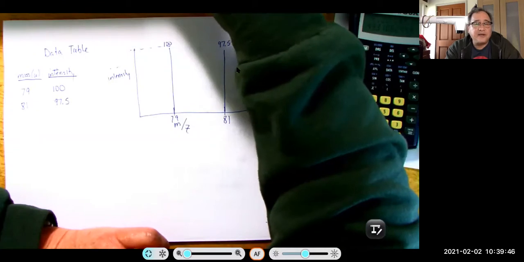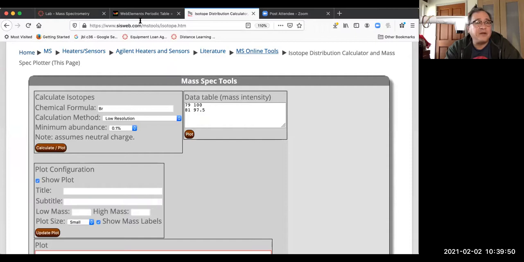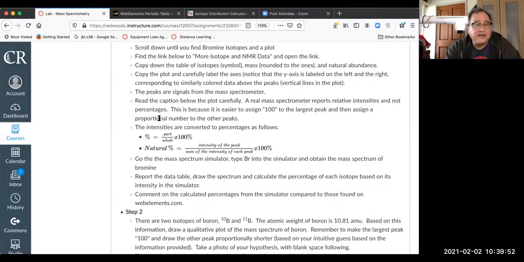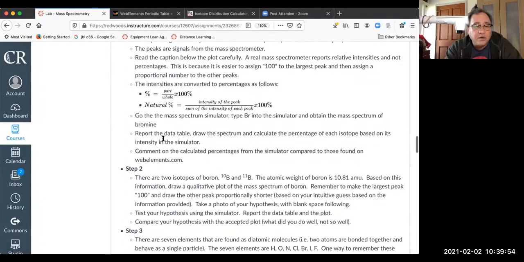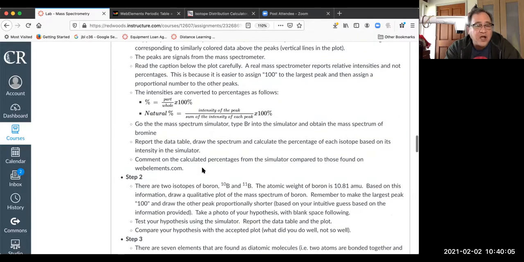Back to my browser, and here it says, draw the spectrum, calculate the percentage of each isotope based on its intensity in the simulator. And then finally, comment on the calculated percentages from the simulator compared to those found on webelements.com. So I'm going to do another share.